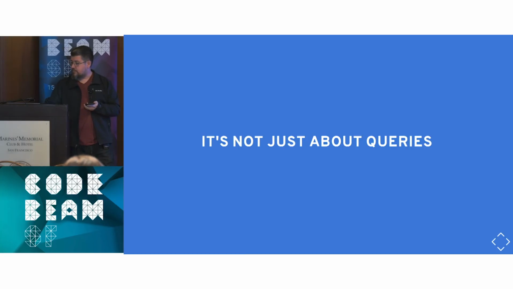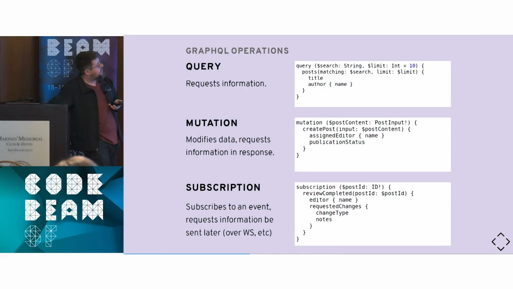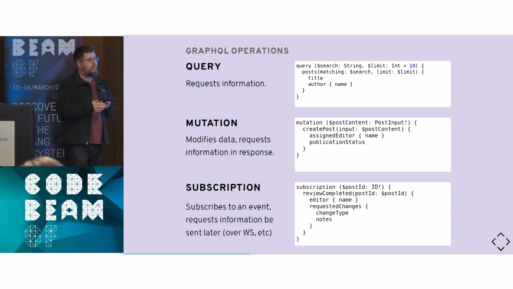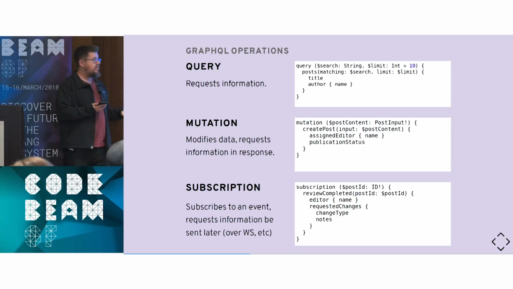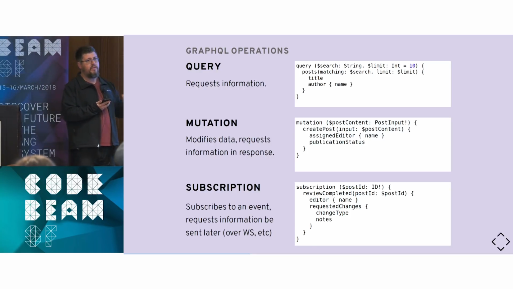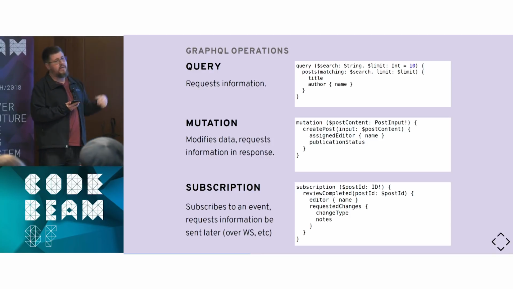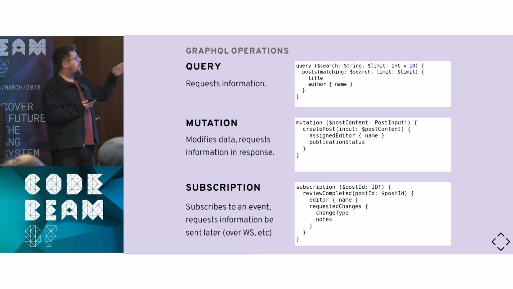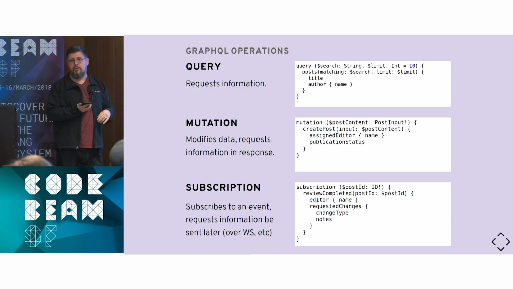So GraphQL is not just about queries. You can do queries, which is where you request information, and that's great. But you can also do mutations. Basically, a query and a mutation are the same thing because I'm still getting data back. In this case, I want to create a post, but I want to get back the assigned editor, and I also want to get the publication status, right? But there's a side effect during the create post.